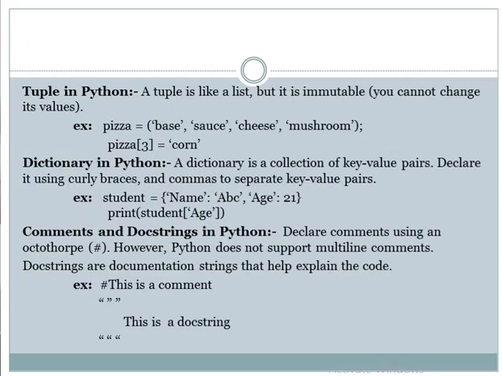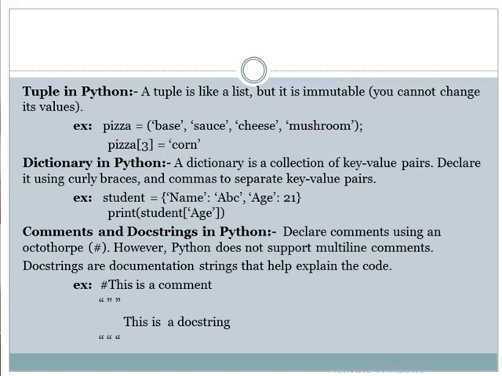Next thing is the tuple in Python. A tuple is like a list but it is immutable. So you cannot change its values. Let's take an example of pizza with the parameters base, sauce, cheese, mushroom. We can assign pizza of index 3 equal to corn. This raises a type error.